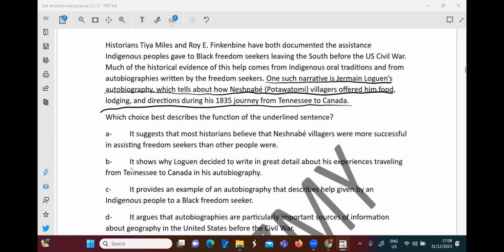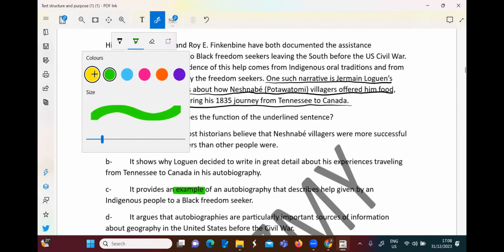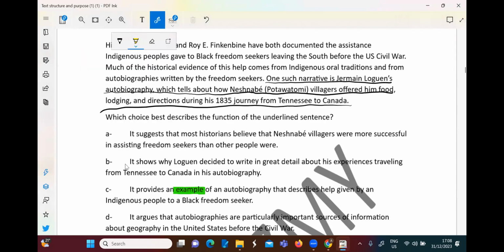C: it provides an example of an autobiography. So the key word here is what? Example. Okay, if you go to B, it shows why: here's why Eugene decided to write. So, why? Yes, very good. It's a reason why she wrote.